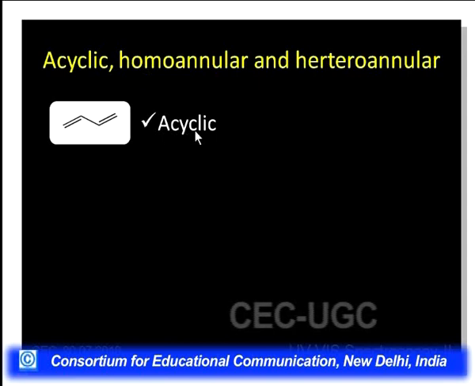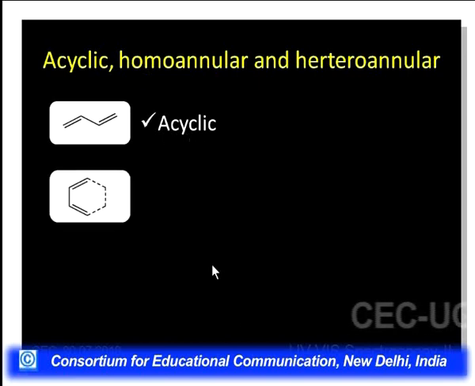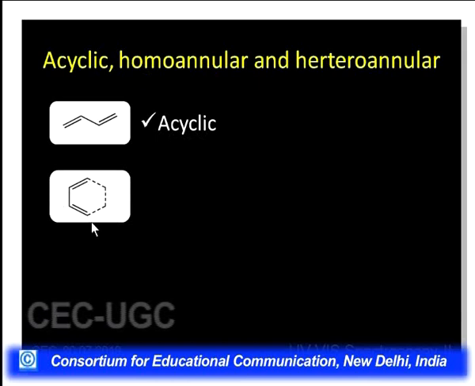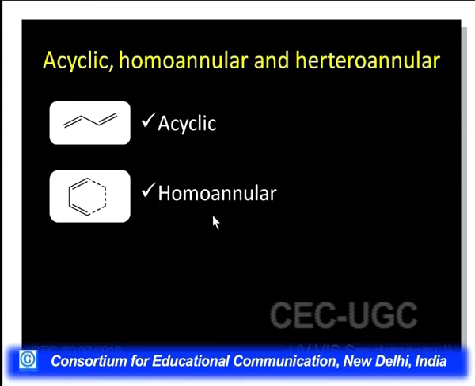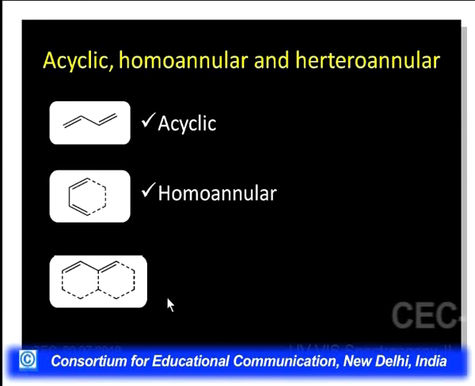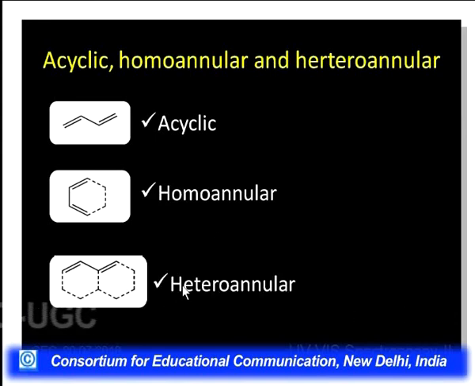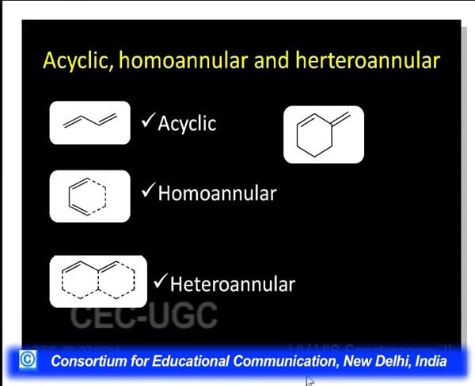This is a typical example of acyclic. We started with that. Thereafter, now what is this one? This is homoannular, because the whole chromophore happens to be part of one ring there. This is homoannular, and this happens to be heteroannular. We talked about that earlier too. Now what about this one?